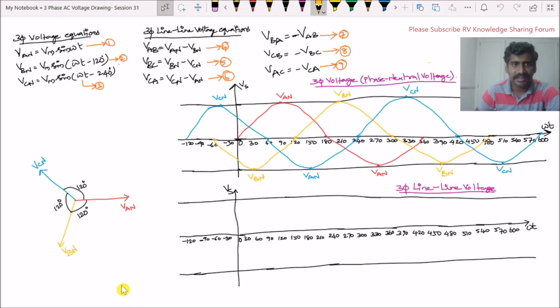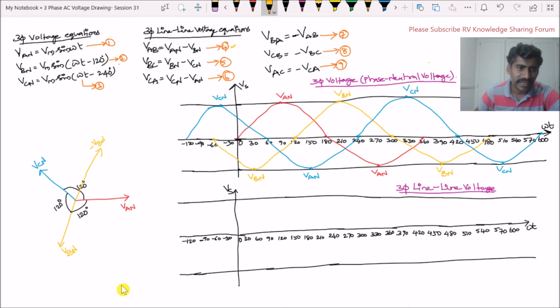Now let us draw the first line voltage VAB. For that please refer to equation 4. It says that VAB is equal to VAN minus VBN. That means we have to add the phase voltage VAN and minus VBN. So for that first let us draw the phasor diagram. Opposite to VBN is minus VBN.